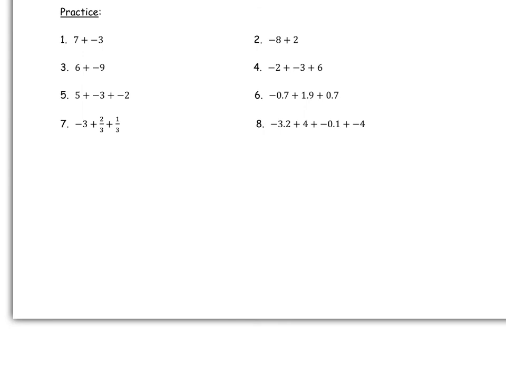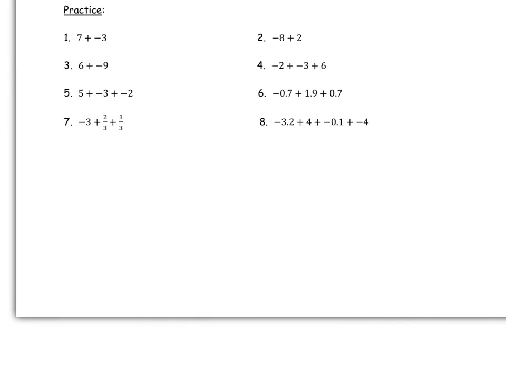Number 1, 7 plus a negative 3, equals 4. That's not a negative 4, that's a positive 4. All right, number 2, negative 8 plus 2 is a negative 6. 6 plus a negative 9 is a negative 3. Negative 2 plus negative 3 plus 6 is 1. And you might have used the associative property and dealt with the negative 2 plus 3 first. Got negative 5 plus 6 gives you 1.